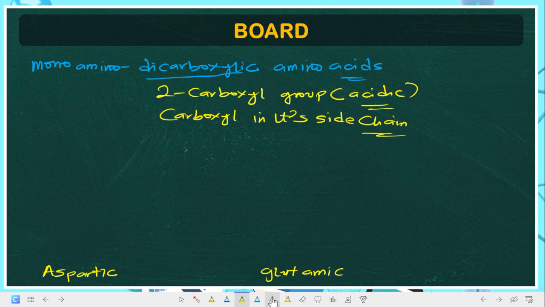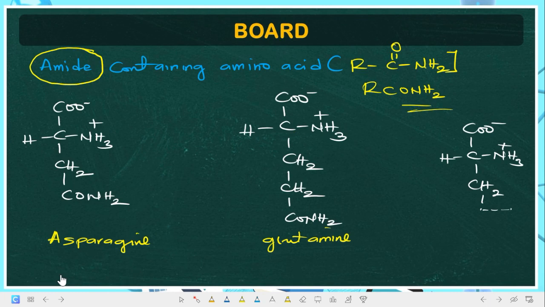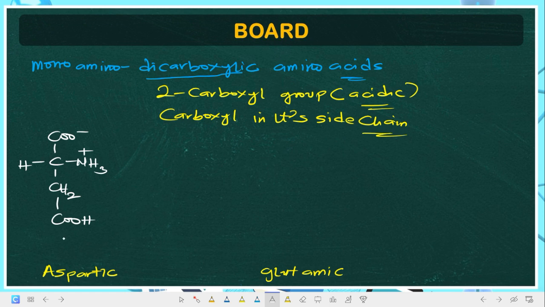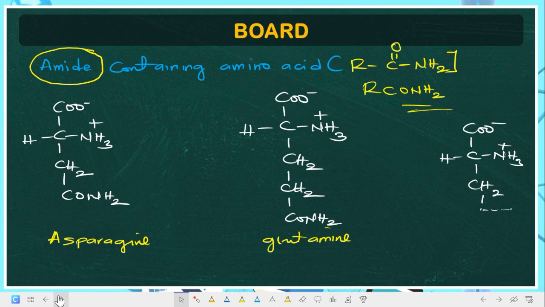Now, aspartic is gotten from asparagine. When this group here is changed to a carboxylic acid group, asparagine becomes aspartic. So if we draw the structure of asparagine and change this group to COOH, it becomes aspartic. So aspartic is gotten from asparagine. So this becomes COO negative, then NH3 positive, then H, and then CH2 COOH. Are we getting it now? So this one is aspartic acid, gotten from asparagine.